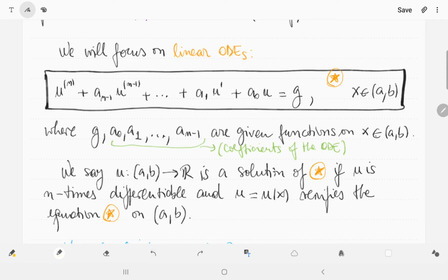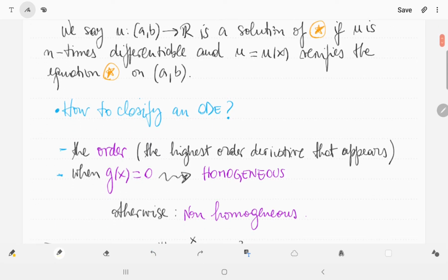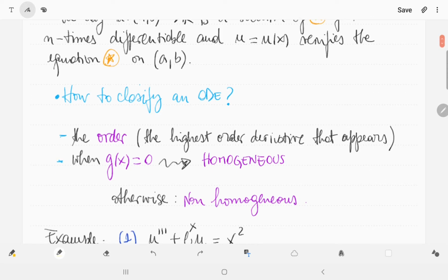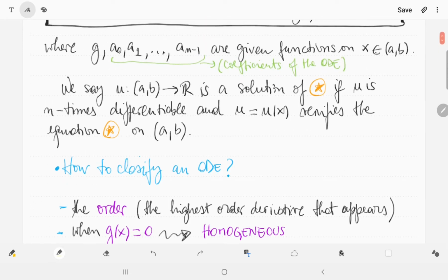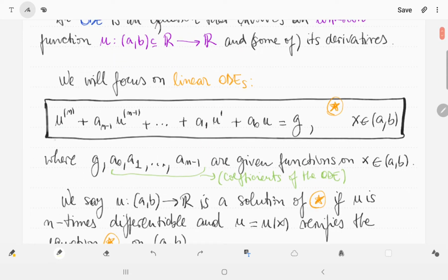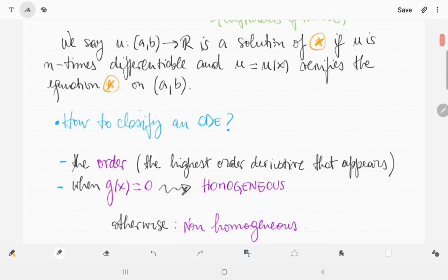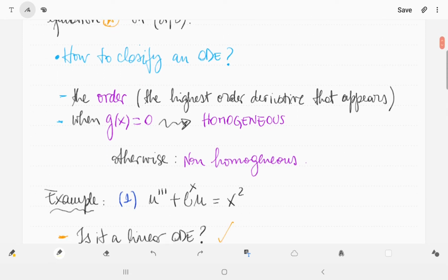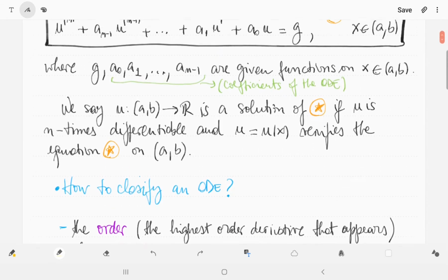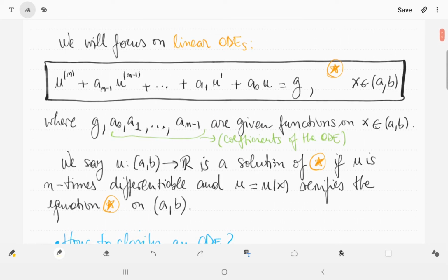So how do we classify them? We can look at the order of the equation, which is the highest order of derivative that appears. So here, if we look at this equation, the order is n. Then, as I already said, if this function g is equal to 0, we call the equation homogeneous, and otherwise non-homogeneous. So basically we have these two features to classify these linear ODEs.